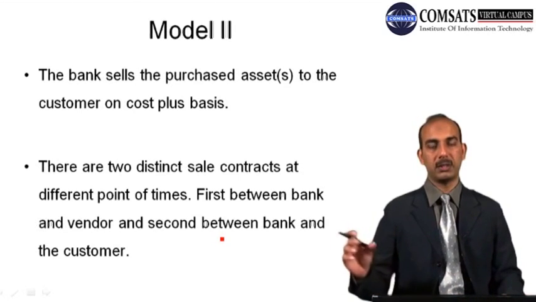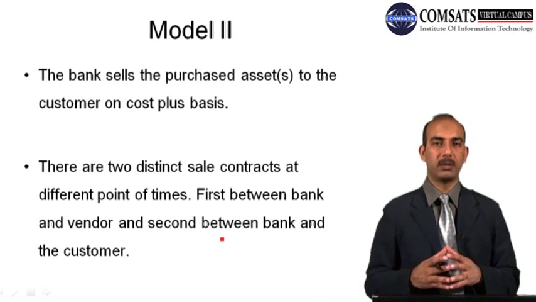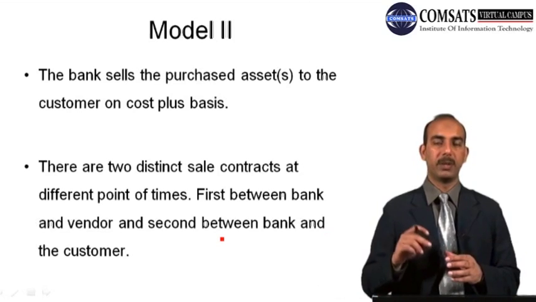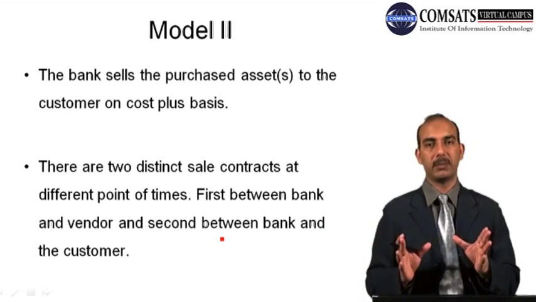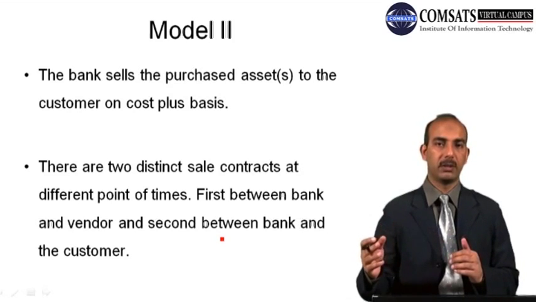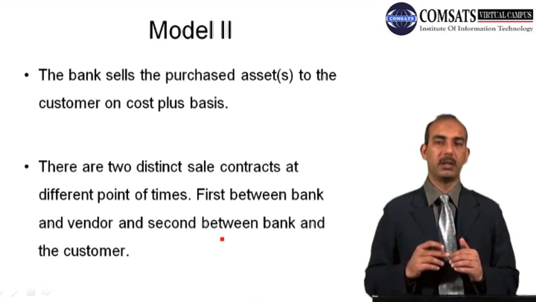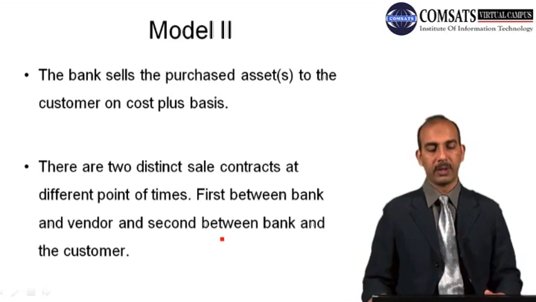So when the bank purchases the asset from the vendor, the bank becomes owner of that particular asset, and then the bank sells that asset to the client. So there are two different agreements, two different transactions. The first one is between the bank and the vendor, and the second one between the bank and the client. Both transactions are independent of each other, and there are two distinct sale contracts at different points in time. First between the bank and the vendor, and the second between the bank and the customer.